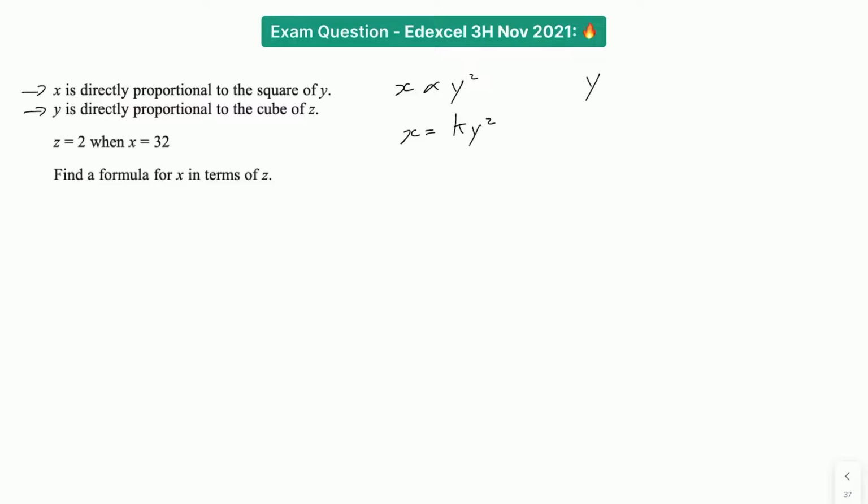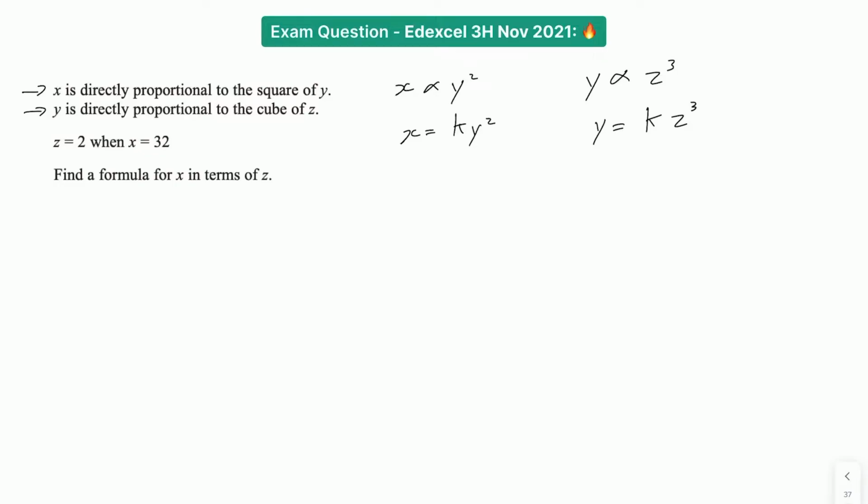That says y is directly proportional to the cube of z. So y is equal to k z cubed. And again, I know what z is here, but I don't know what y is. Okay. Find a formula for x in terms of z.